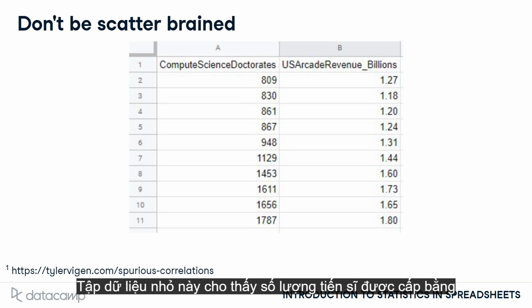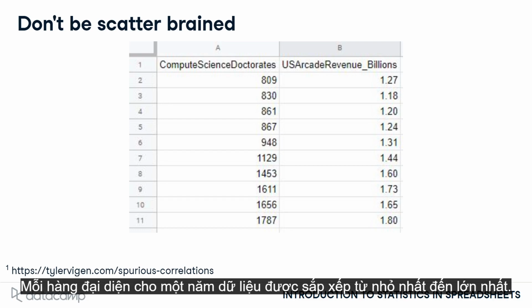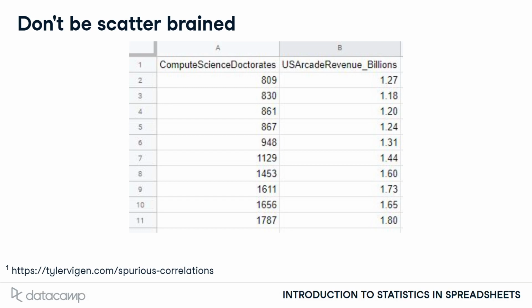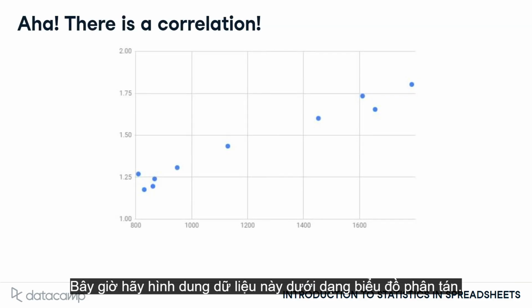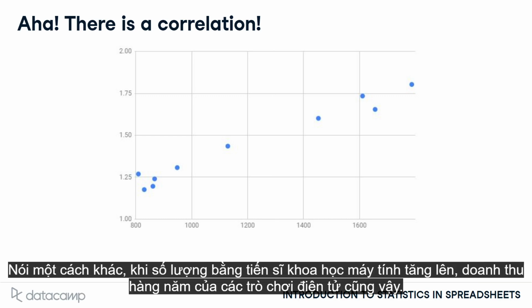This small dataset shows the number of PhDs awarded in computer science and annual revenue for gaming arcades in the US. Each row represents a year of data sorted from smallest to largest. Now let's visualize this data as a scatterplot. Once in this form, it's much easier for you to see an upward and to the right general shape. To put it another way, as the number of PhD computer science degrees increases, so does the annual revenue for arcades.